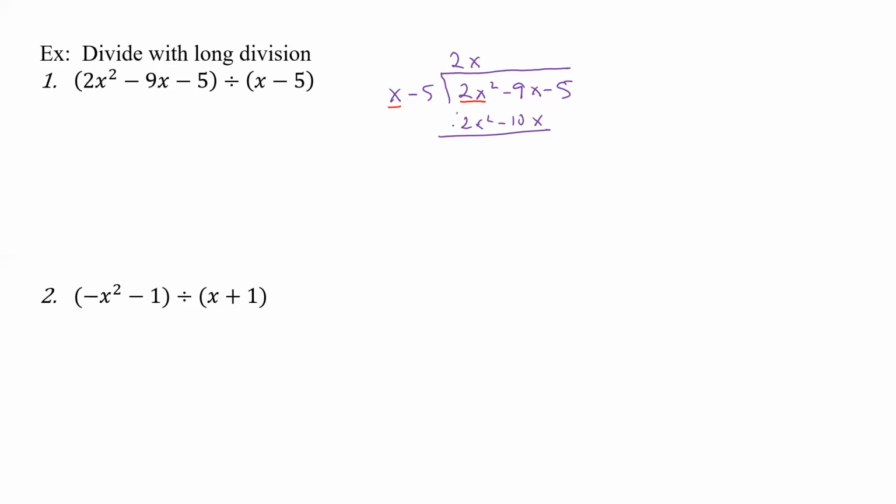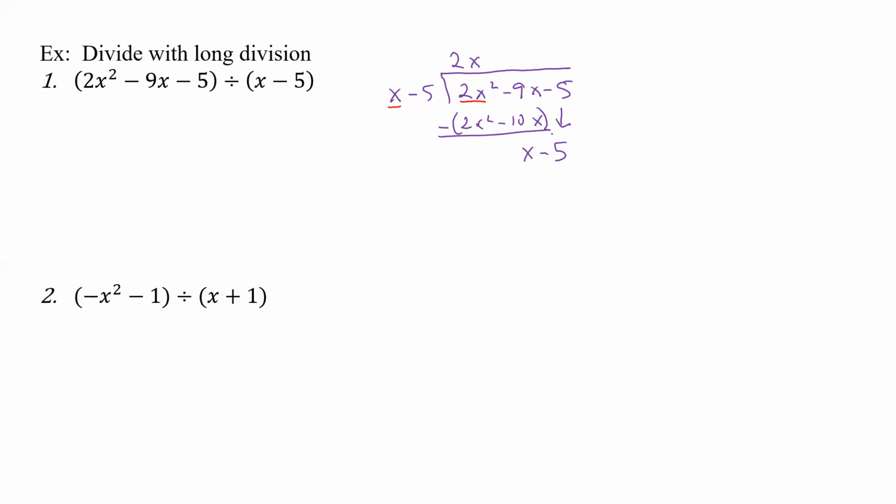Now we're going to subtract that whole thing. We have to remember we're subtracting the whole thing. So we go 2x squared minus 2x squared. Well, that's 0x squared, so we can leave that alone. We have a minus 9x minus a minus 10x, so basically minus 9x plus 10x. Well, that's just x. Now we bring down the next part, which is minus 5.